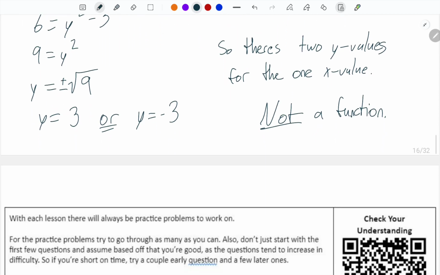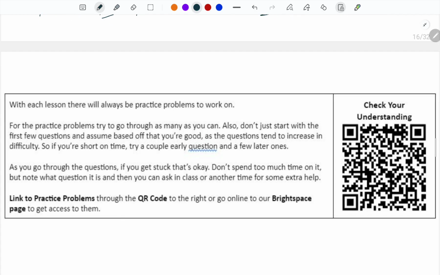All right, and that's a look at that. So again, it's just a little bit of definition work for this first lesson, just to get us used to what the word function means. And yeah, you can go through the practice, check your understanding, see how well you understand what you just went through. And that's a wrap for this.